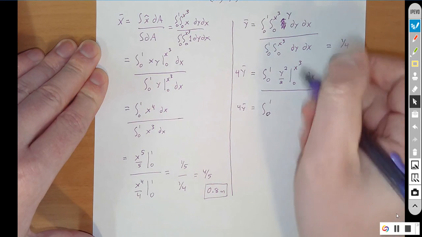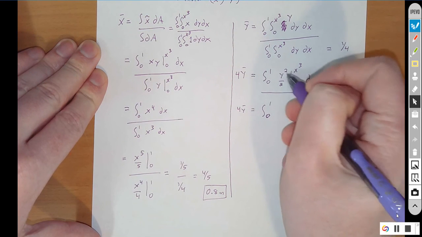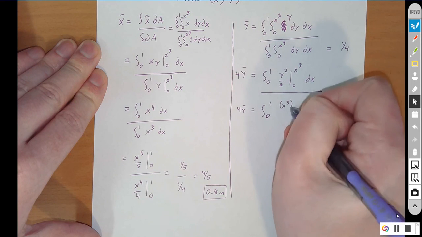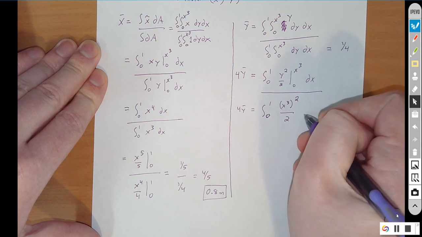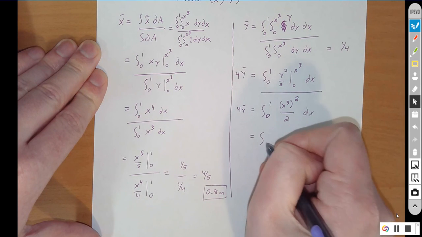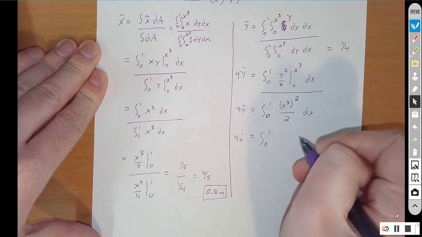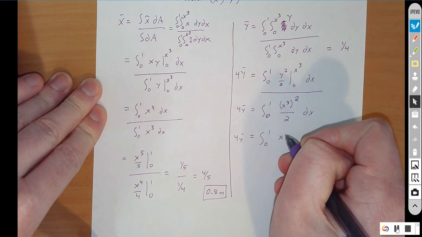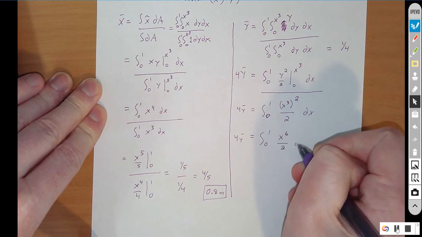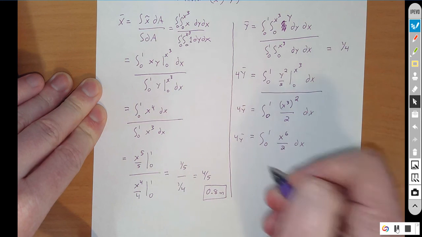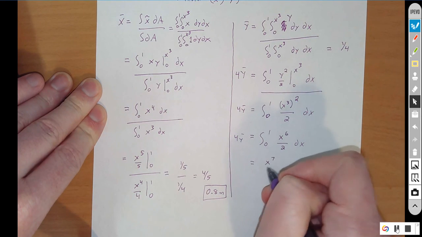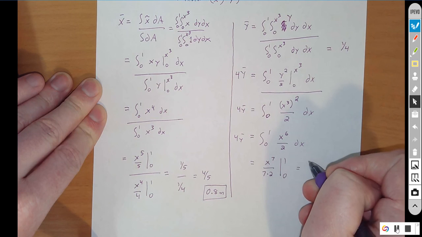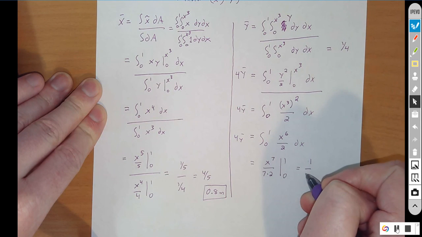So what we're going to get, so again the 0 means that I won't do any subtraction. So it's just going to be x to the third squared over 2 dx, and we can simplify that. And that'll become x to the 6 over 2 dx, and now we're integrating an x with an x. So we get x to the 7th, 7 times 2, from 1 to 0. So we will get a 1 on top, a 14 on the bottom.